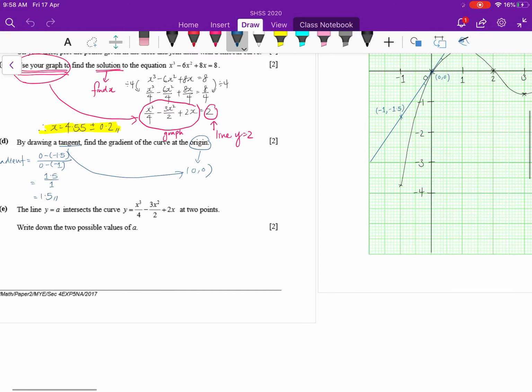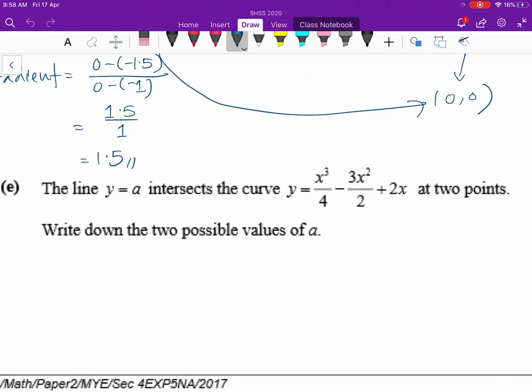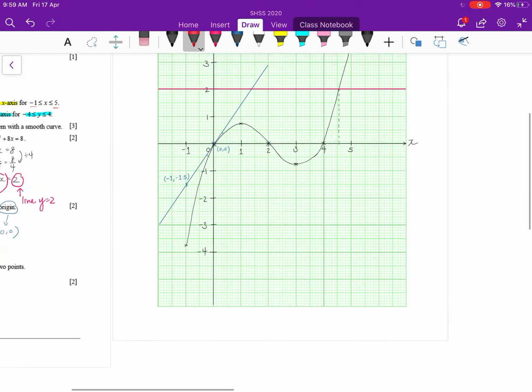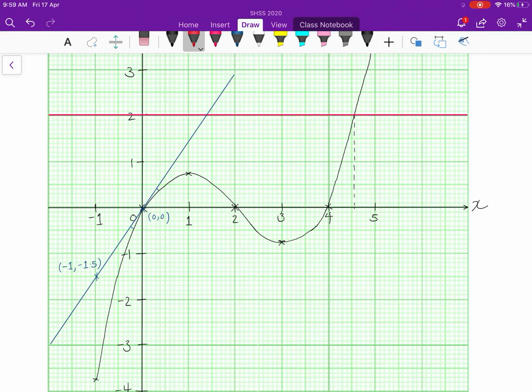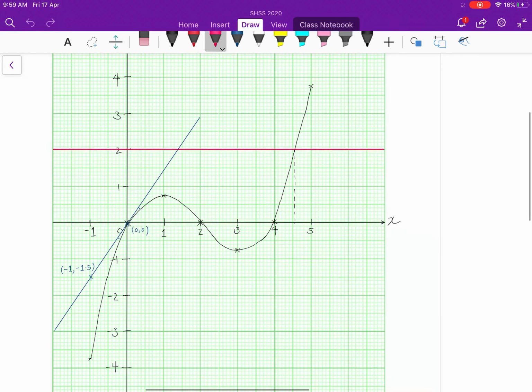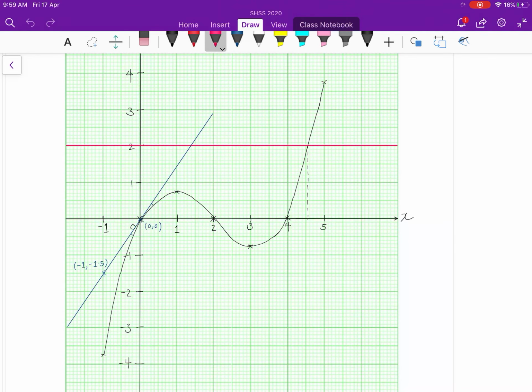Okay, last part. The line y equals to a. You need to understand that y equals to a is a horizontal line. That means they are saying that the horizontal line, which cuts the y-axis at A, intersects the curve only at 2 points. Write down 2 possible values of A. Now, I want you to think, it cuts the graph at 2 points. I'm going to use a pink color pen to draw. You cut the curve at 2 points. What are the possible values of A?